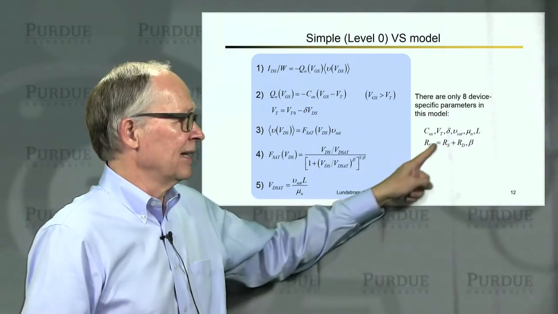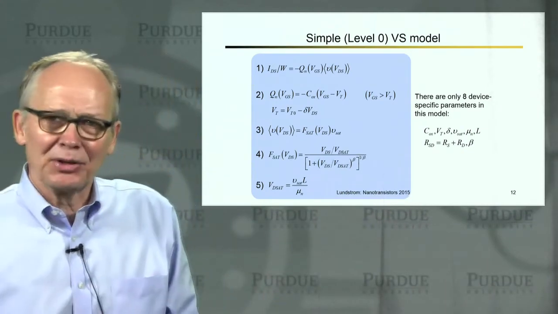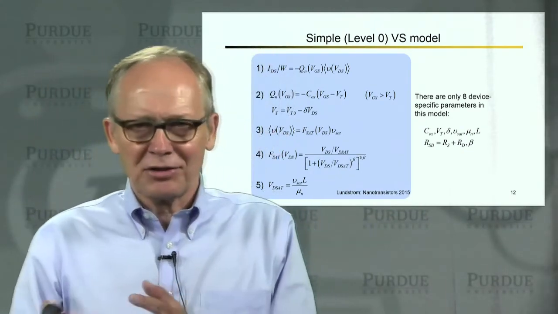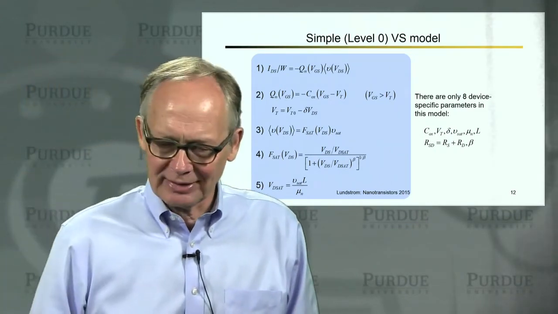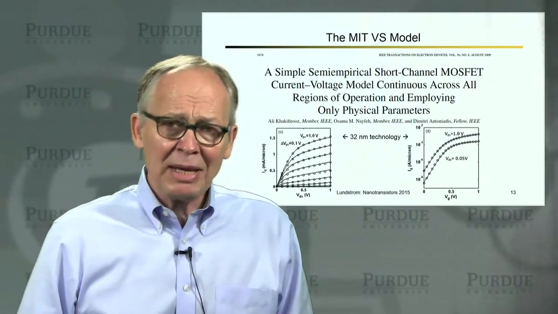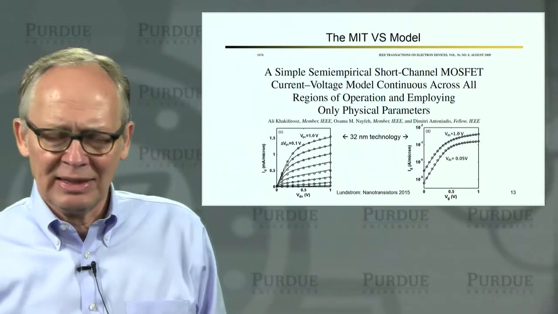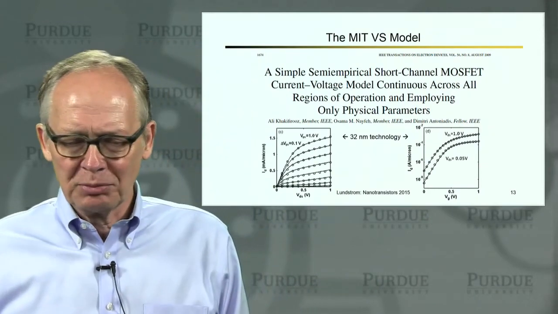This is the channel length. These are the external series resistances. And beta is this empirical parameter that we adjust so that the transition from linear to saturation behaves as the experimental data says that it should. So it's really a quite simple model. Maybe the surprising thing is how well a slightly more sophisticated version of this model works, remarkably well.